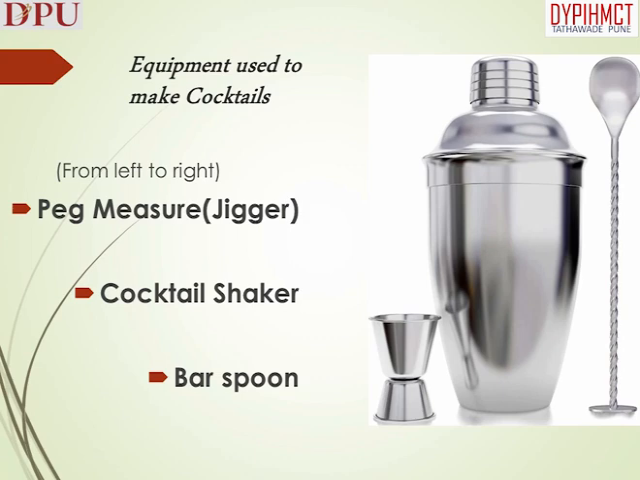Peg measure, or jigger, is used to calculate the amount of liquid to be added in a particular cocktail. A jigger is also used to serve spirits such as rum, whiskey, brandy. Cocktail shaker is used to make shaken cocktails. This equipment is particularly designed to shake cocktails.